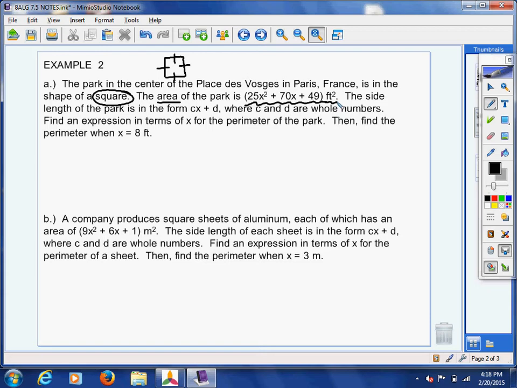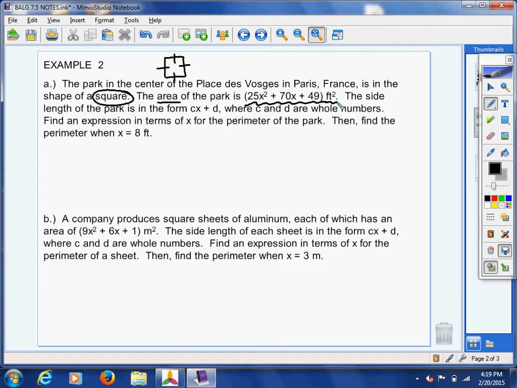All right, the side length of the park is in the form cx plus d, where c and d are whole numbers. Find an expression in terms of x for the perimeter of the park, and then find the perimeter when x is 8 feet. Boy, they used a lot of words to say, factor this trinomial so you can find out how long each side is. Because remember, in a square, all sides are equal.